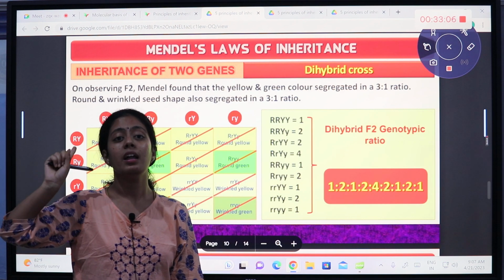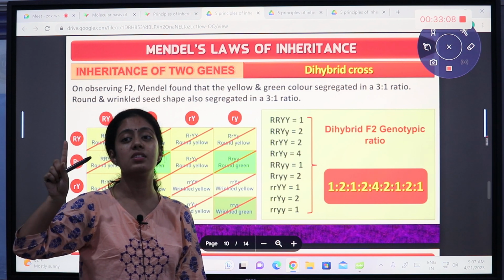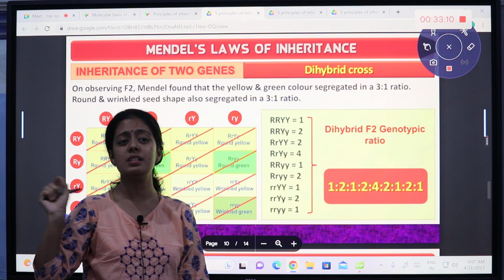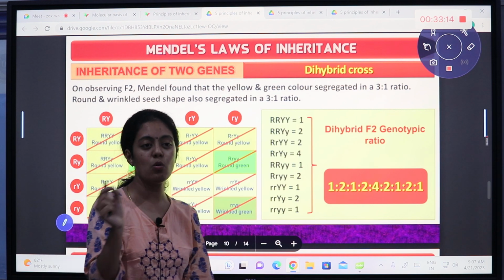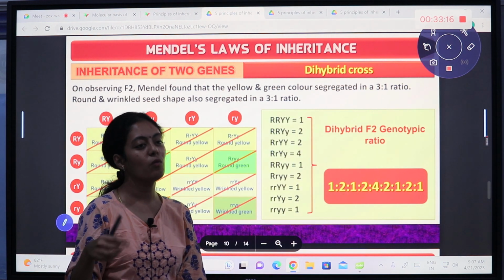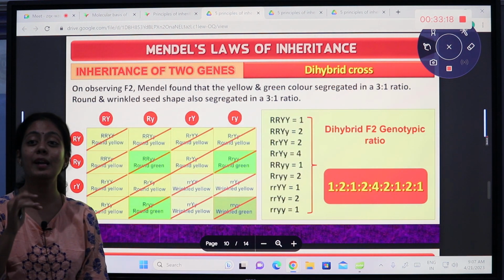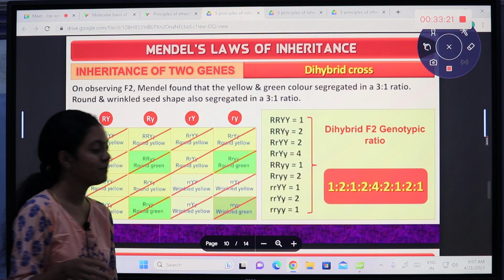Phenotypic ratio is what? 9:3:3:1. Write it down. Don't just look. Only when you write will you remember. The genotypic ratio is 1:2:1, 2:4:2, 1:2:1. Remember it like a phone number.